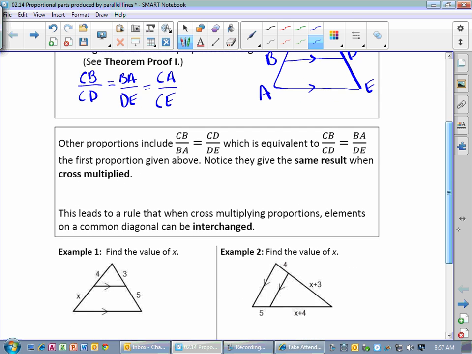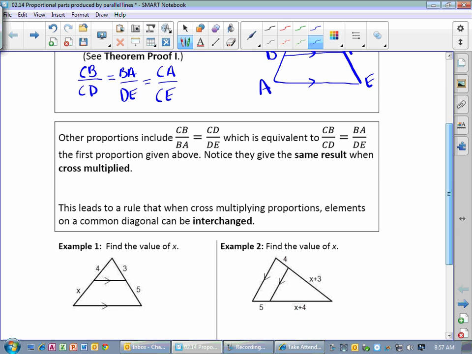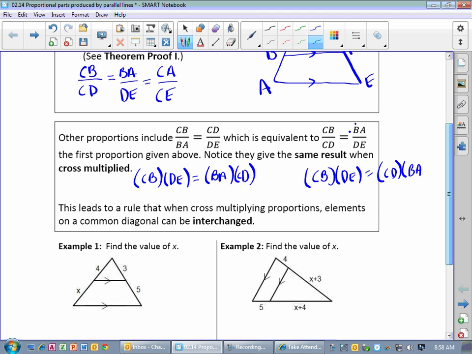Notice why. When we cross multiply right here, we multiply DE times CB, so we'd have CB times DE equals, and we cross multiply here, we get BA times CD. When we cross multiply this proportion, DE times CB equals CD times BA. So these two things are exactly the same, which means these proportions are equivalent.